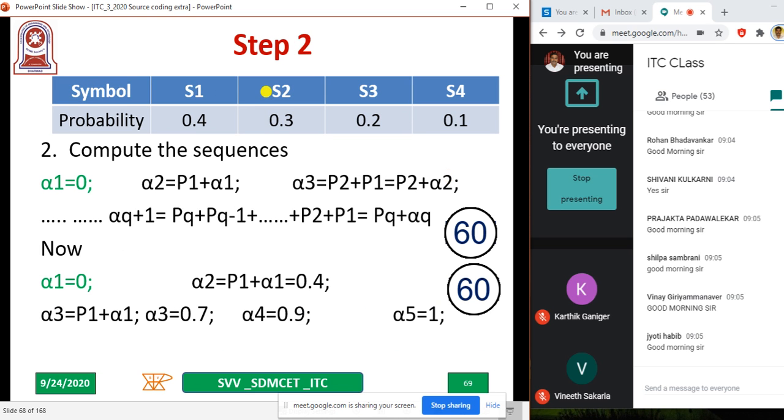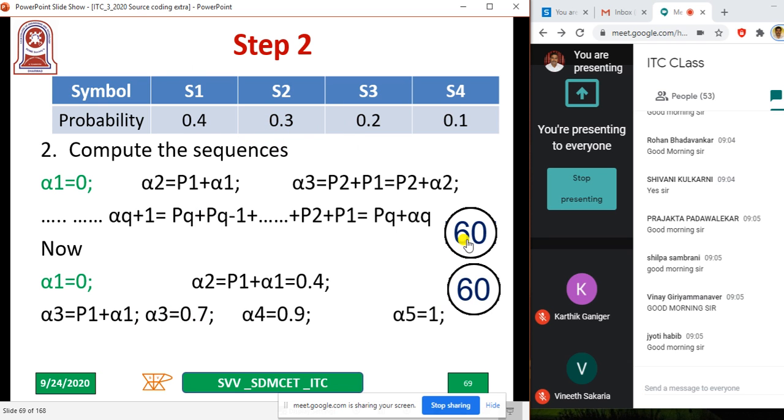Second step, compute the sequences. I already told you, whatever the example, alpha 1 will be equal to 0. Why, sir? Because it is Shannon's algorithm, hence I have to follow the procedure Shannon gave. Alpha 1 equals 0, whatever the example. Then alpha 2 equals P1 plus alpha 1, which is nothing but P1, 0.4. Again, alpha 3 equals P2 plus alpha 2, and I will get 0.7. Simply we are adding. Initially it is 0.4, next it becomes 0.7, then 0.9, then 1.